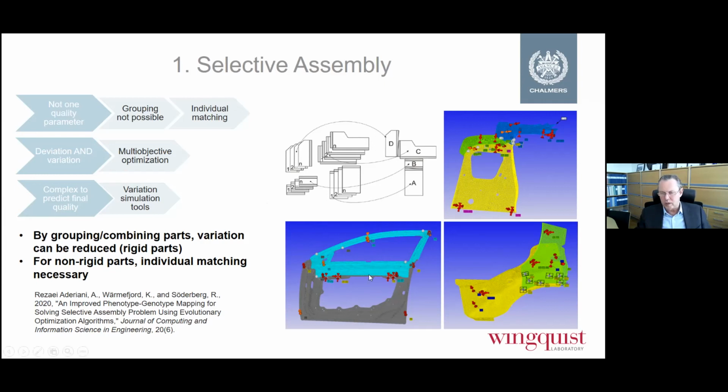So we've been working a lot with this, finding optimization methods, mostly based on genetic algorithms, that can now pretty fast find the best combination of parts to reduce the variation out. So this is quite a promising technique that we see.